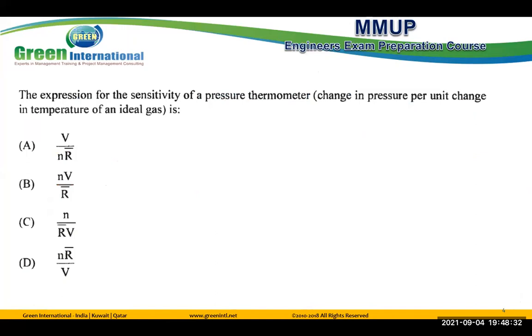The expression for the sensitivity of a pressure thermometer, the change in pressure per unit change in temperature for an ideal gas, is?